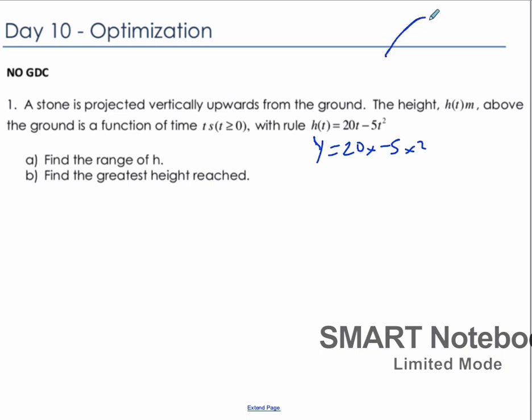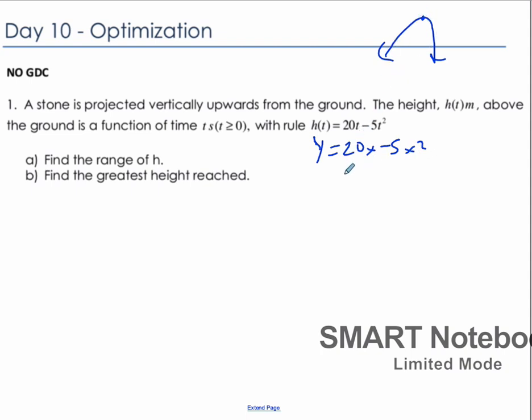It's a downward facing quadratic because the a value is negative. And when we have a downward facing parabola, then we have a maximum value. In this case, that's going to represent the greatest height achieved, or the maximum height. Okay, so actually I'm probably going to answer part B before part A. Kind of makes more logical sense. Find the greatest height. So basically we're going to be finding the vertex of the equation.